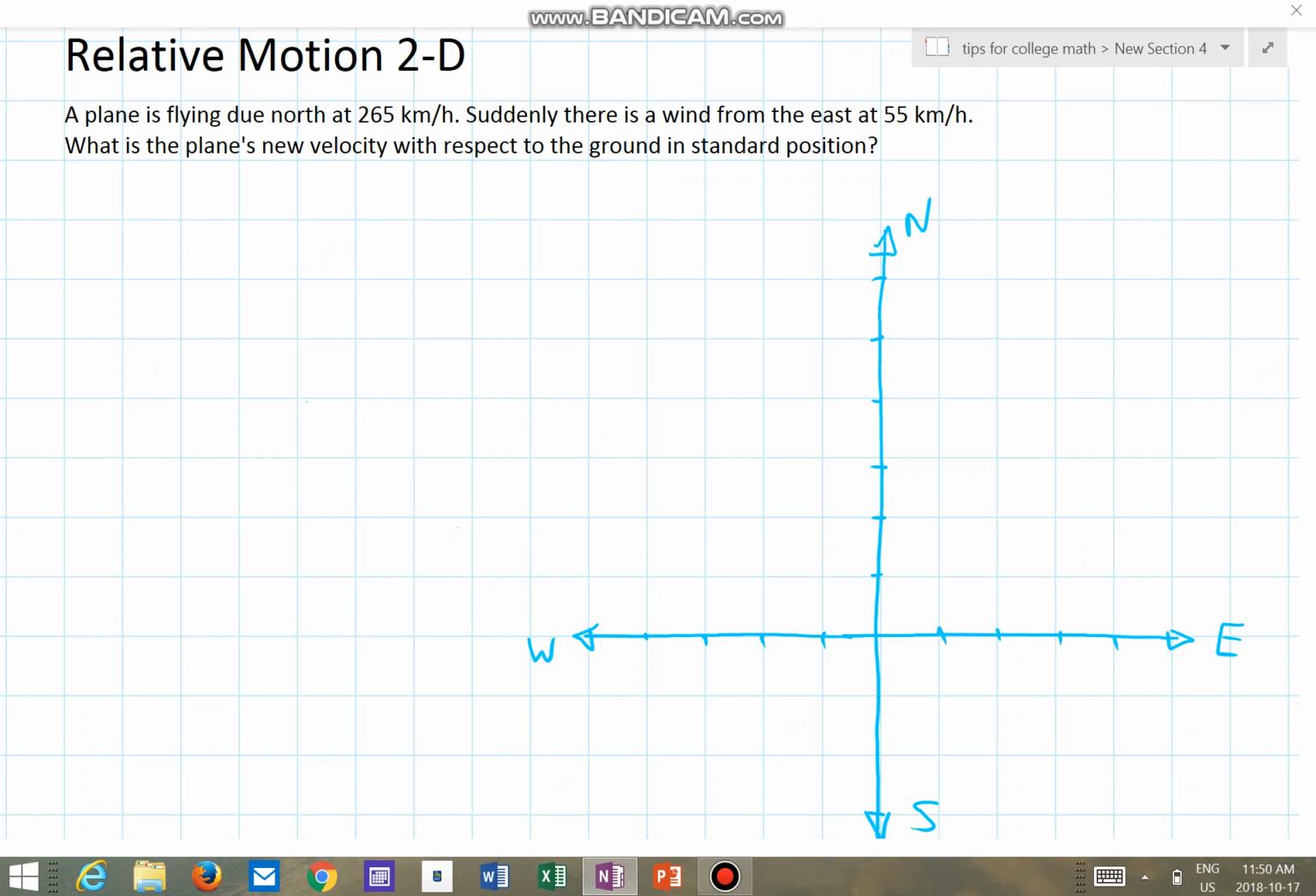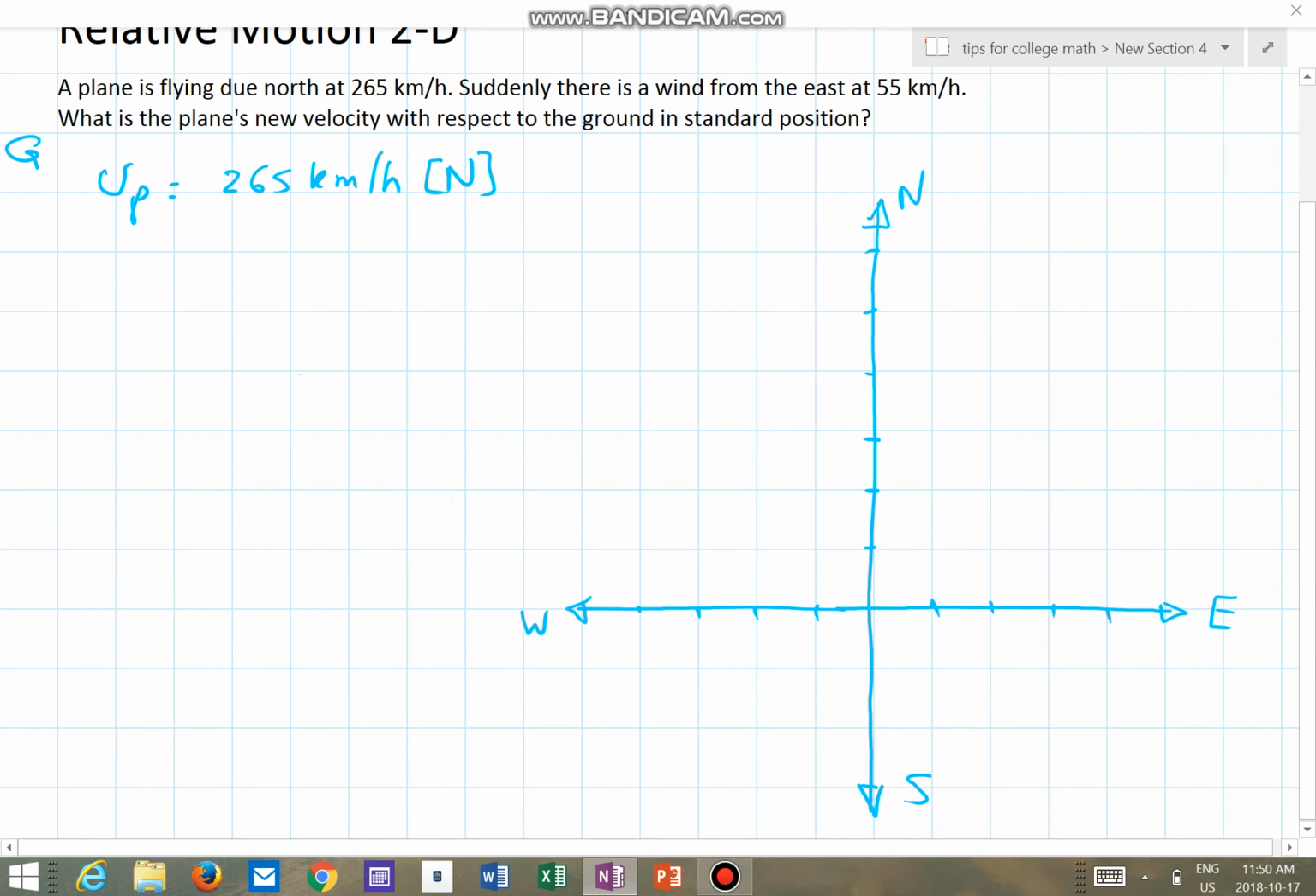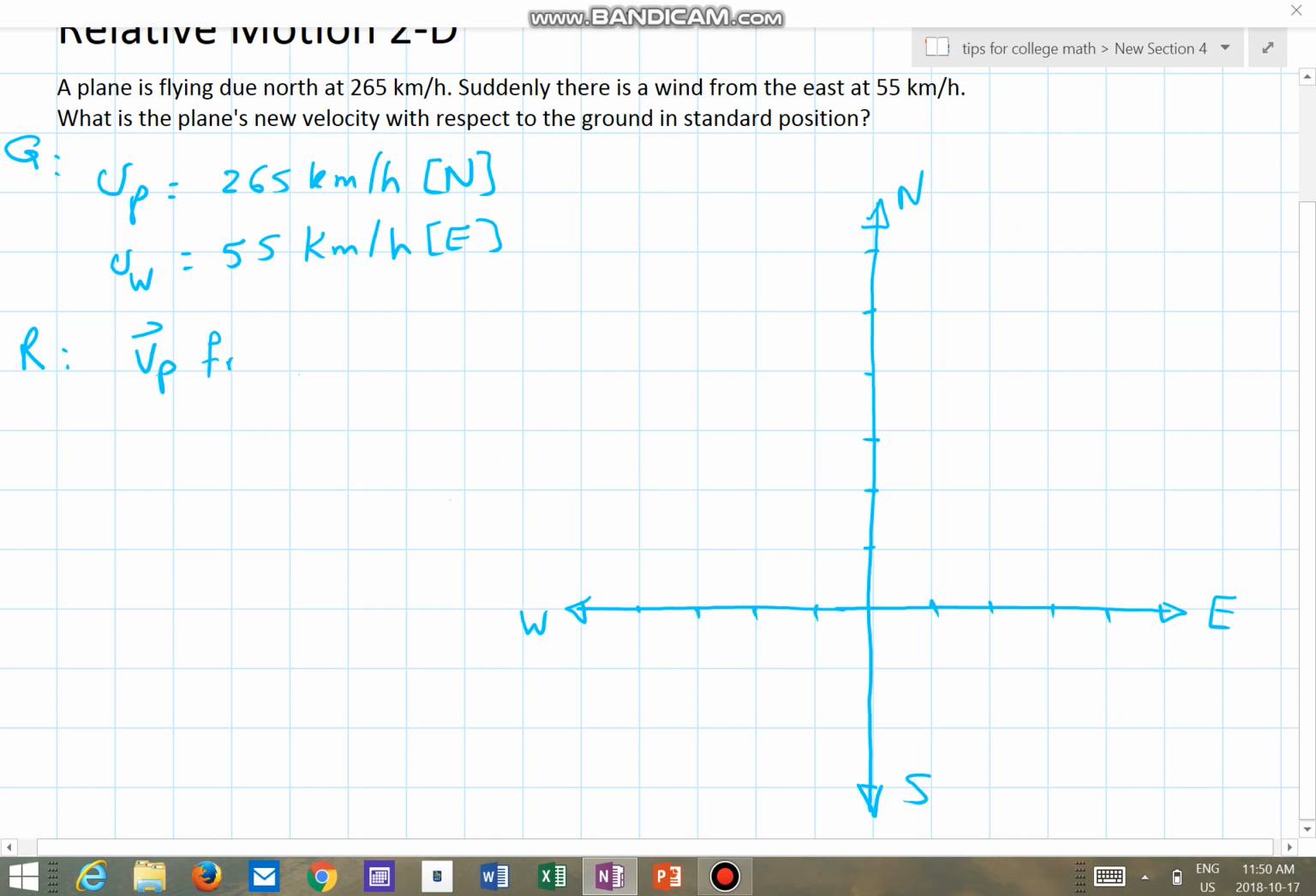So V plane originally is 265 km per hour north. That's what is given. Second, I have V wind is 55 again kilometer per hour, and that's east. And what is required will be V plane from the ground.